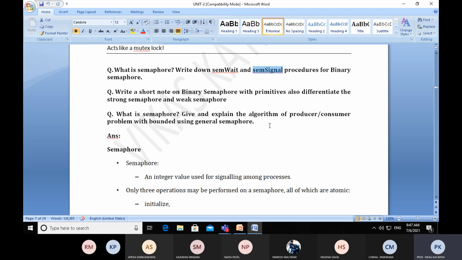A question may be asked in the GTU in this manner: what is semaphore? First you have to define the semaphore, what kind of variable it is and what the concept actually is. Then write down the sem wait and sem signal procedure for binary semaphore. Here we are using the binary semaphore. That means the value of the semaphore variable varies only from 0 to 1; there are no other values. This kind of variable is called a binary semaphore.